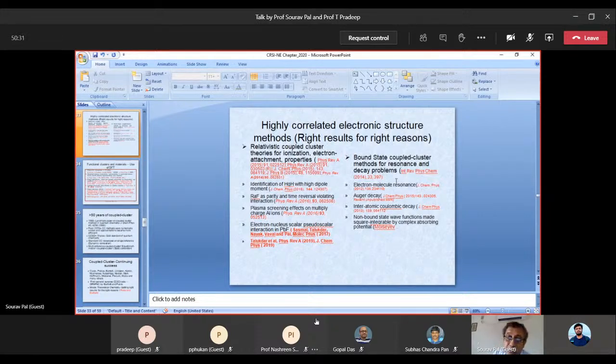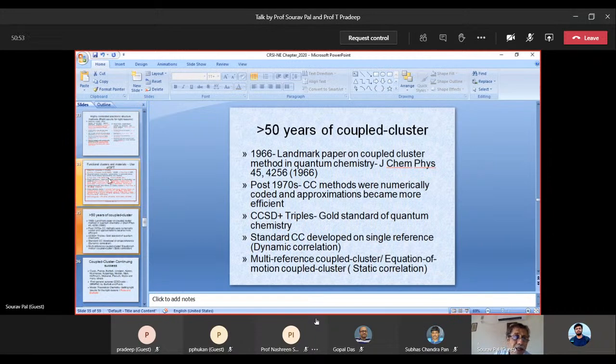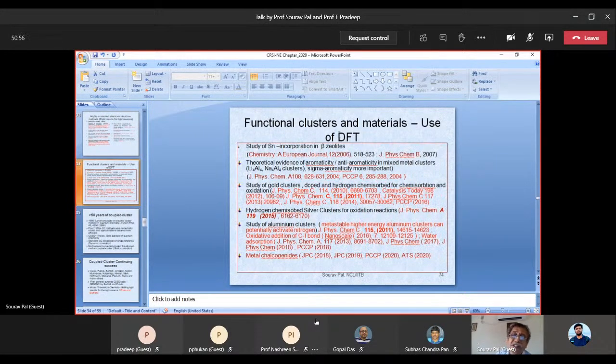So we have looked at electron molecule resonance, we have looked at Auger decay, we have looked at interatomic Coulombic decay. Again, I will probably give just one example from the resonance, but I must say that there are several different properties that I can handle through this method, which I'm calling CAP, complex absorbing potential based coupled cluster method. Then of course, we are doing lots of interesting applications of DFT on functional clusters and materials. I will show a few examples from my work on gold clusters, silver clusters, aluminum clusters, metal chalcogenides, very recent papers, and so on.